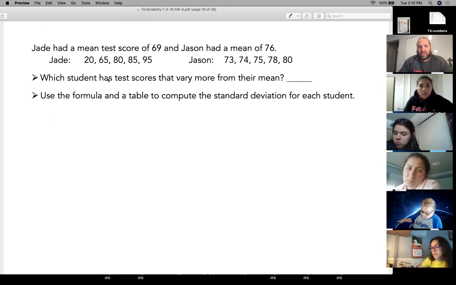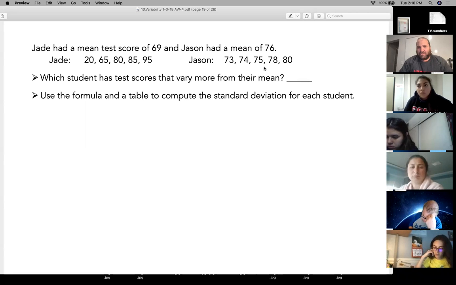If you look at Jade, 20 is very far from 69 in the grand scheme of things, as is 95 really. In the case of Jason, all of the scores are very close to 76. So just by looking, it's almost intuitively obvious that Jade's scores vary more than Jason's if we look at their distance from the mean. But let's actually compute each of their standard deviations using the formulas.